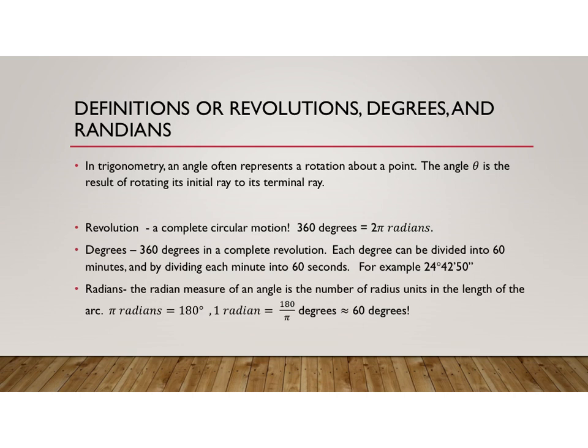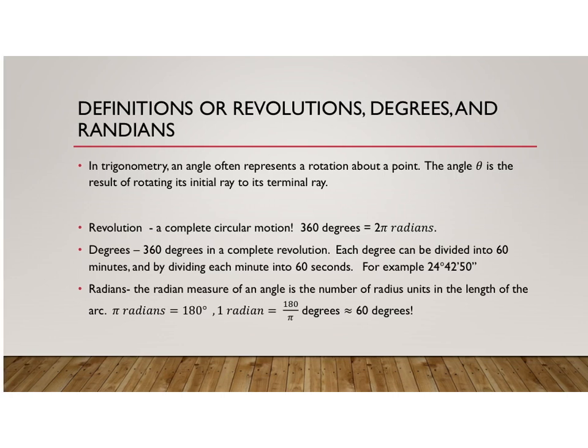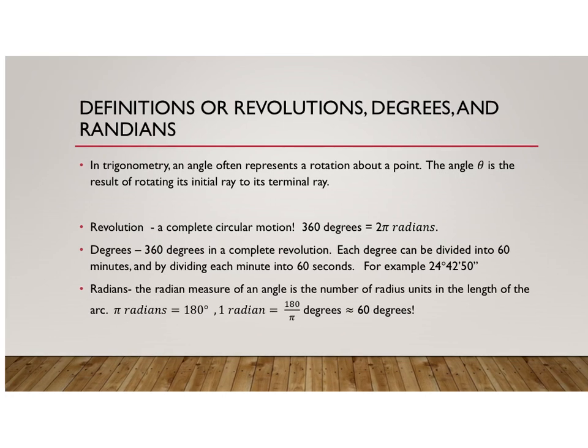So our definitions of revolutions, degrees, and radians. In trigonometry, an angle often represents a rotation about a point. The angle theta, that's a Greek letter, kind of like a variable which stands for an angle measure, is the result of rotating its initial ray to its terminal ray. Typically, the initial ray points straight to the east, and as we rotate this ray in this direction, that is a positive angle. If we rotate it down or clockwise, that would be a negative angle.